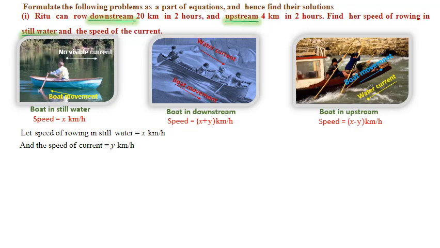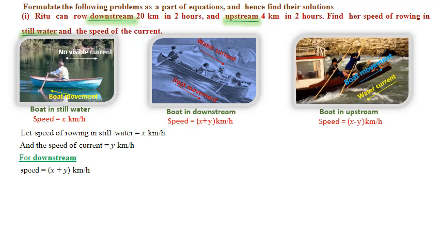Once again, in general, boat in downstream means we have to add x plus y, where x is the speed of the boat in still water and y is the speed of the current. In downstream case, we have to add both. In upstream case, we have to subtract x and y. Once again, in downstream case, we have to add x and y. In upstream case, we have to subtract. Now move on to the solution.